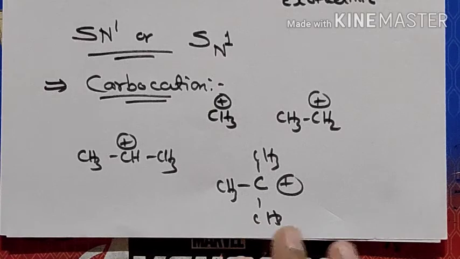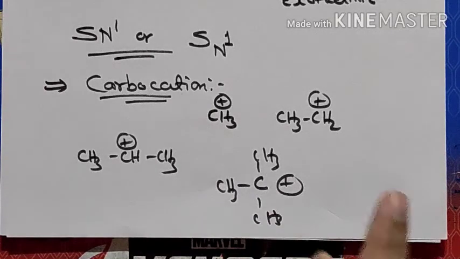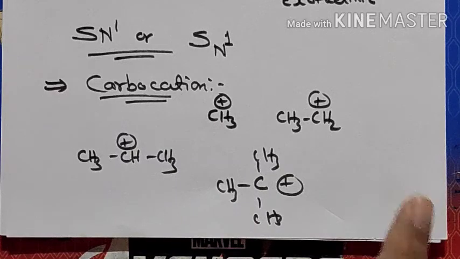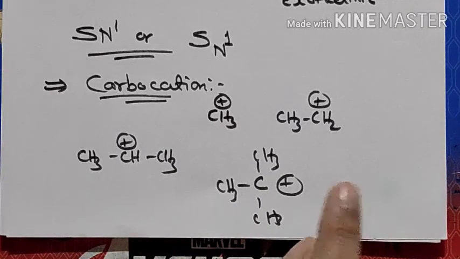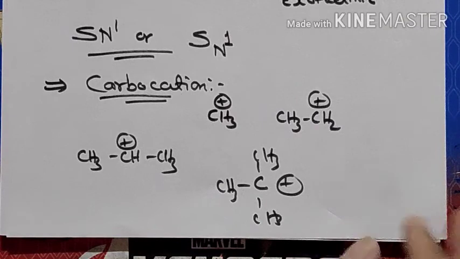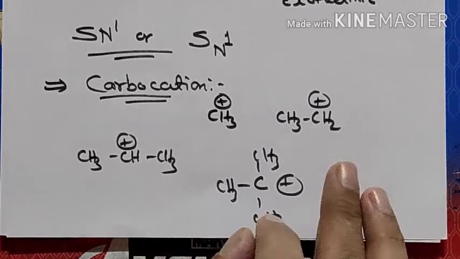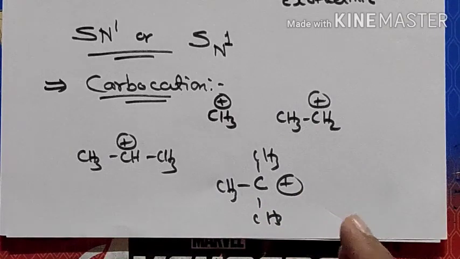This is methyl carbocation, this is ethyl carbocation, this is isopropyl carbocation, this is tertiary butyl carbocation, right? All are carbocations since they carry positive charge. Carbon containing positive charge. Positive is cation. Carbon containing cation is called carbocation. Now, what we have to understand is which is more stable and why.